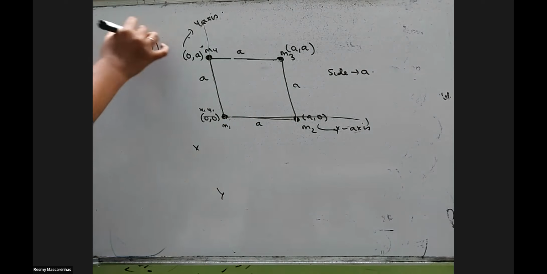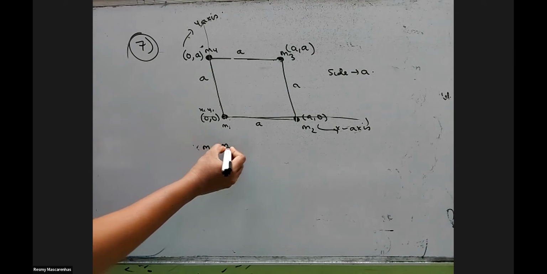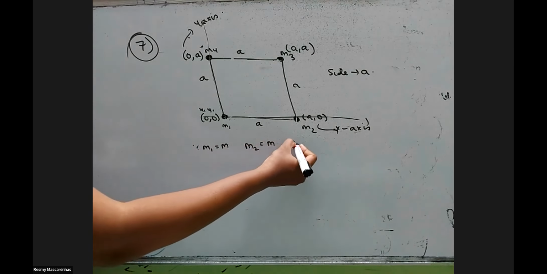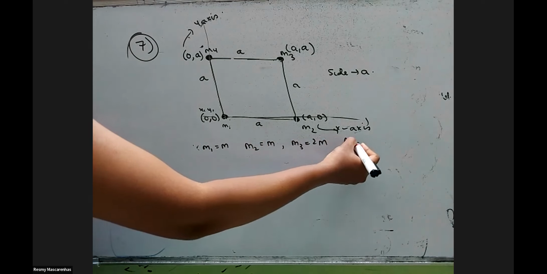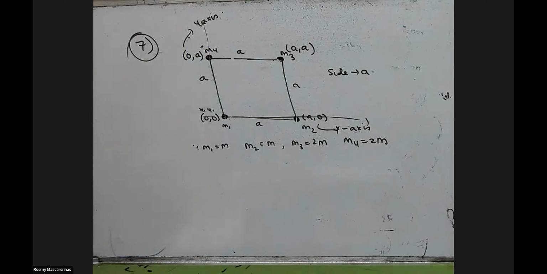So question number 7 says there are 4 particles of mass m, 2m and 2m, which are placed at the 4 corners of a side of a square. So m1 is given as m, m3 is 2m, m4 is given as 2m. M, 2m, 2m. Now square of side A has been given. Calculate the center of mass.